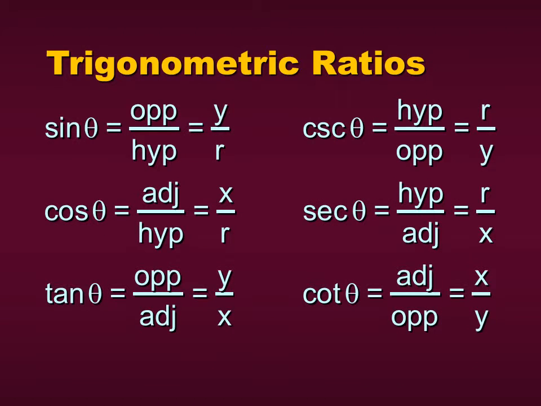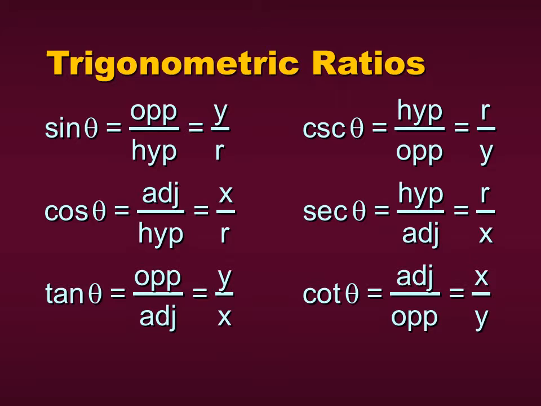So, using our coordinate plane, we find that the opposite side of your angle is the y value, your hypotenuse is the r value, and the adjacent leg to the angle is going to be your x value. So again, opposite is the y coordinate, adjacent is the x coordinate, and of course hypotenuse is your r value, or radius.